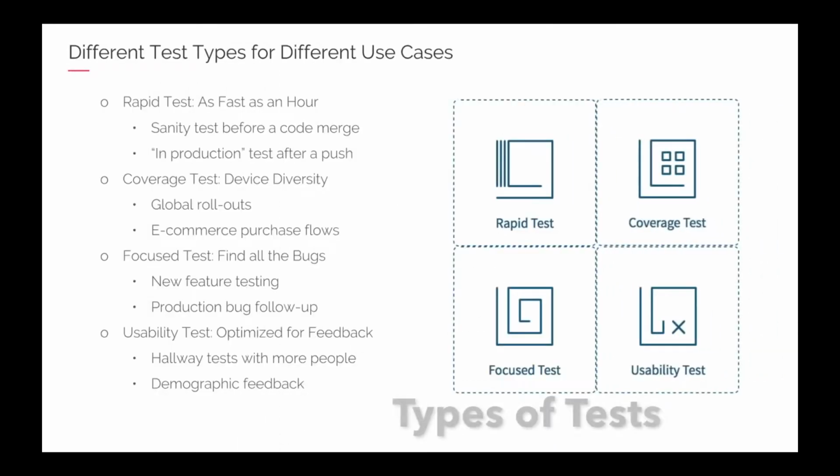What you want actually differs in different kinds of use cases. And this is the second and last misconception that people sometimes have about crowd testing. It's not one kind of test for one kind of customer. There's actually 4 different types of tests that we specialize in. One is what we call a rapid test.